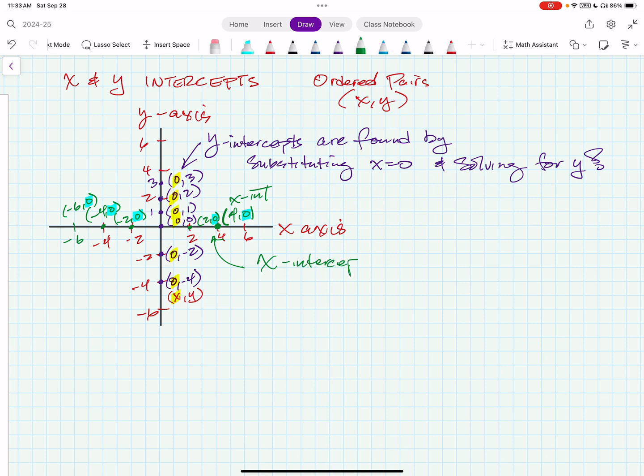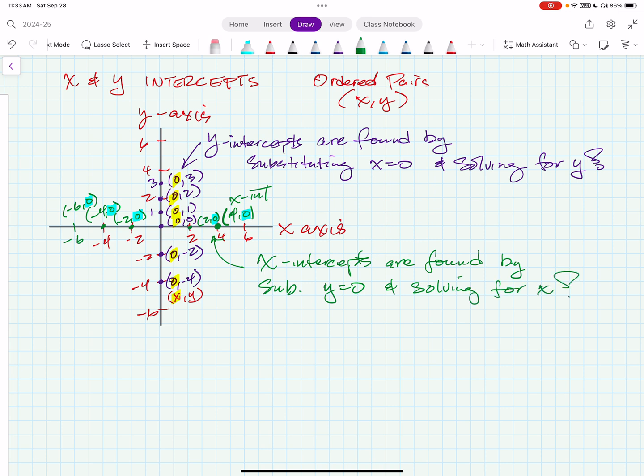X-intercepts, when you want to find them, are found by substituting 0 in for y. So substituting y equals 0 in the function here and solving for the x coordinate, which is exactly what we're going to do.